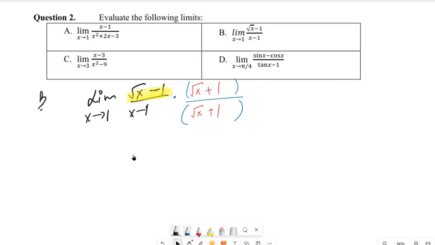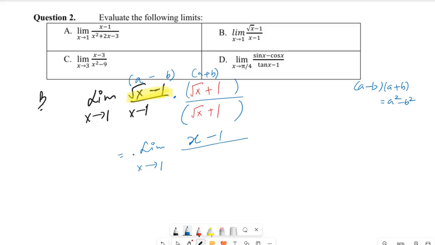Now you should remember a formula from algebra: (a minus b) times (a plus b) is a square minus b square. So this is a, this is b, this is a minus b, and this is a plus b. When you multiply them, that's going to be a square, which is root x square, just x, minus b square, which is 1 square, just 1. In the denominator, we have (x minus 1) times (root x plus 1).